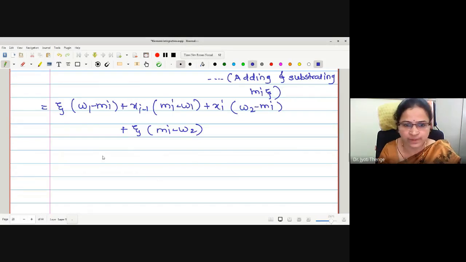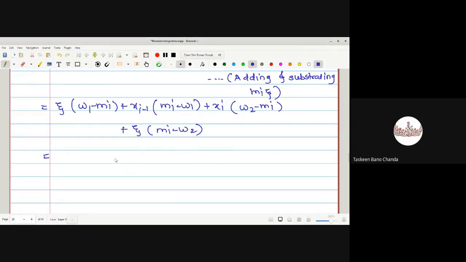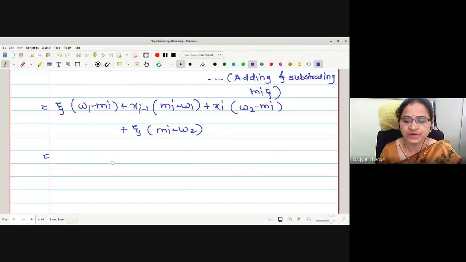Is the voice audible? Yes, ma'am. Now what we will do? We will try to collect the coefficients of W1 minus Mi and W2 minus Mi separately. Therefore, if I want to collect the coefficients of W1 minus Mi, the first coefficient will be zeta. Here is the term Mi minus W1. Therefore, if I take W1 minus Mi common, it will be introduced with a negative symbol and the term will be minus xi minus 1.